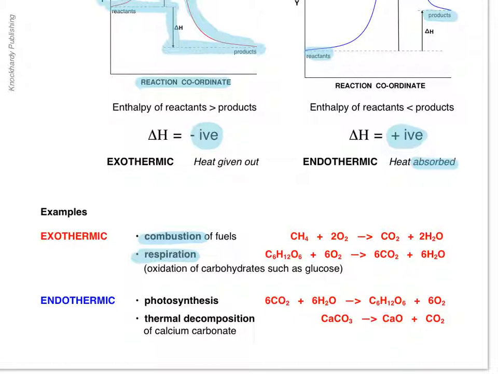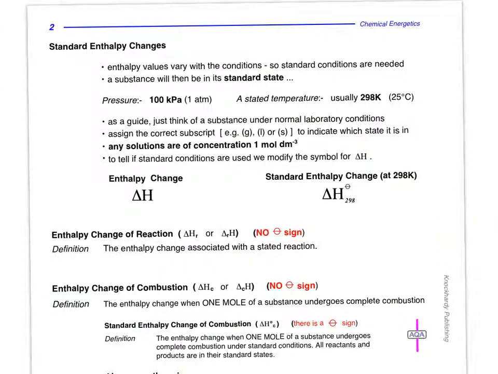The opposite of respiration is photosynthesis. So if you think of it as not a reversible reaction, but the opposite of respiration, it is going to be endothermic. Thermal decomposition, where you're putting in heat to break down a chemical, for example calcium carbonate breaking down into calcium oxide and carbon dioxide, you're putting in heat to make that happen, so that is an endothermic reaction.